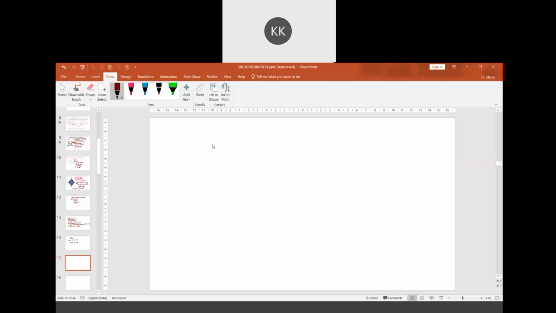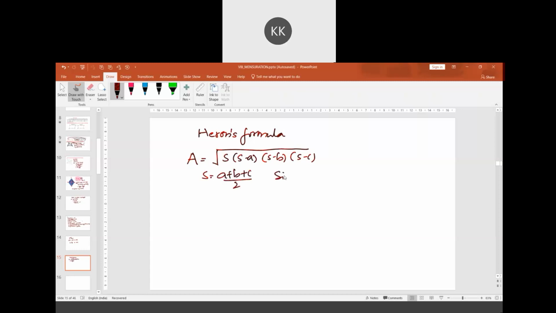And one more I have said, which is there in class 9, that is area of triangle using Heron's formula. Area is root of s into s minus a into s minus b into s minus c. There s is called as a semi-perimeter, which is sum of the sides divided by 2. It's called as semi-perimeter.